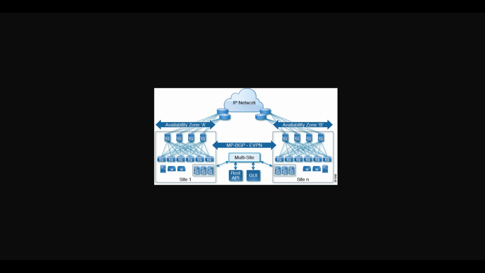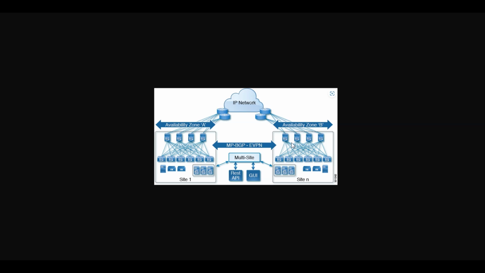The orchestrator also handles the inter-site control plane. The endpoint reachability information is exchanged between multiple sites using the MP-BGP EVPN control plane, and this approach allows the exchange of MAC and IP address information for endpoints that communicate across sites. MP-BGP EVPN sessions are established between the spine nodes deployed in separate fabrics that are managed by the same instance of Cisco Nexus Dashboard.